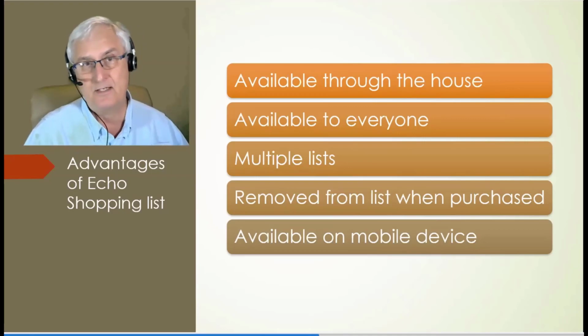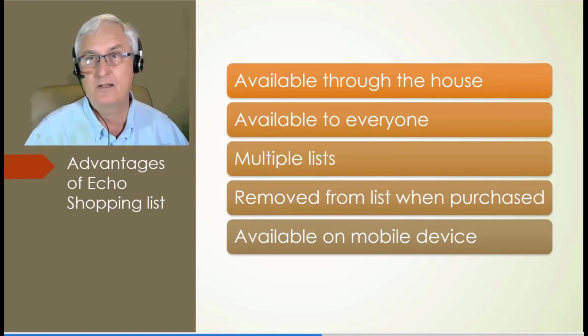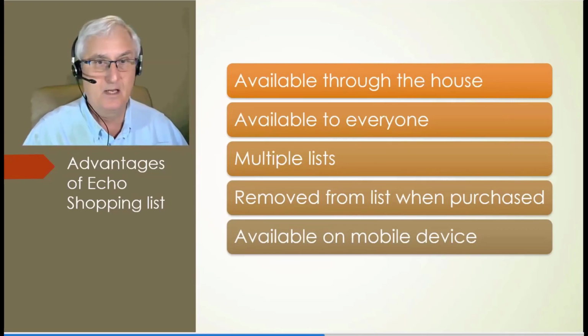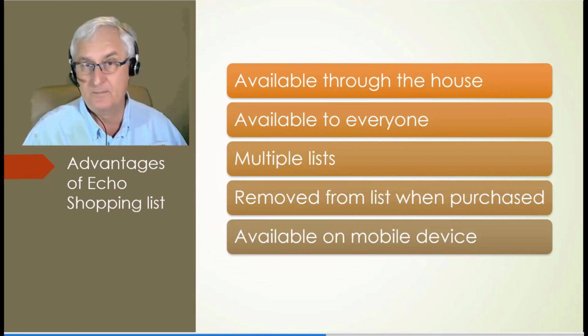The way I use it is the general shopping list is for the non-Costco stuff, and I only have one specialized list. You can remove from the list when it's purchased, and it can be available on a mobile device, as you'll see in a minute.